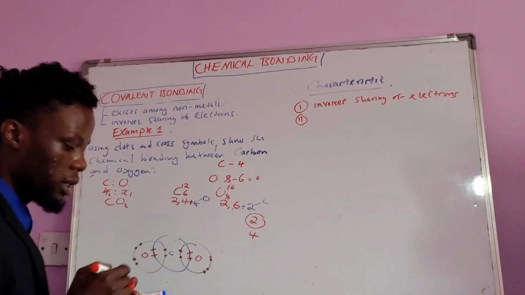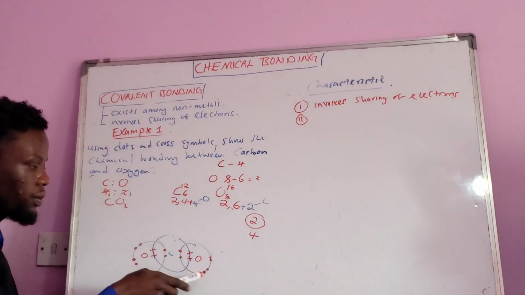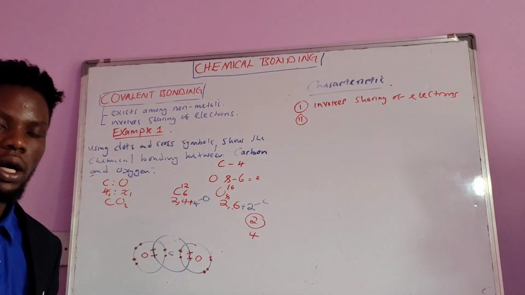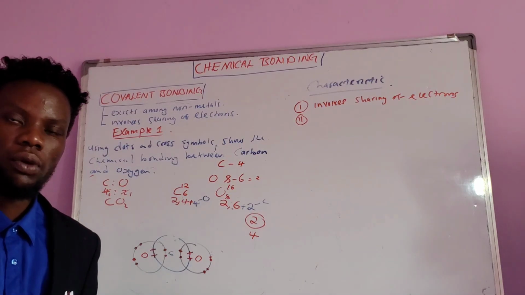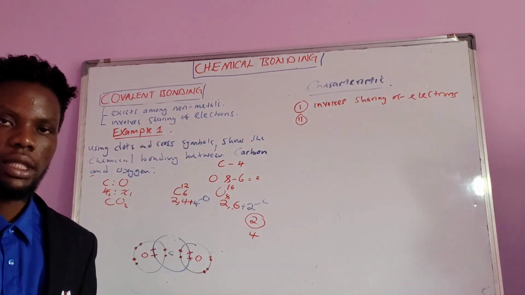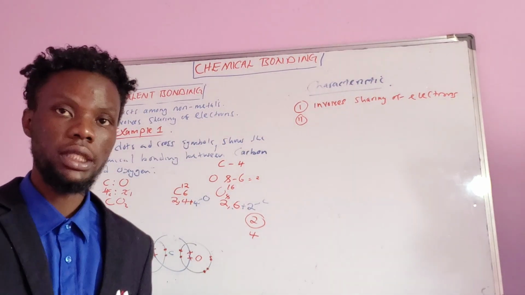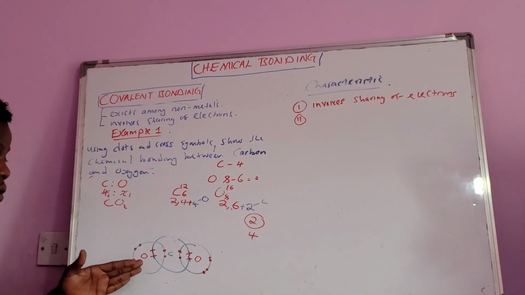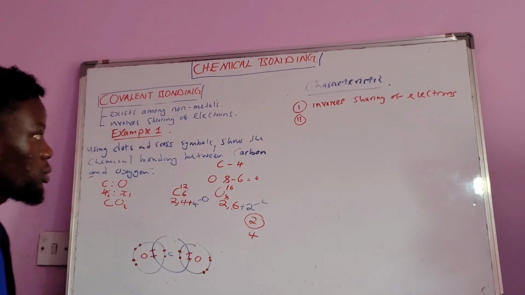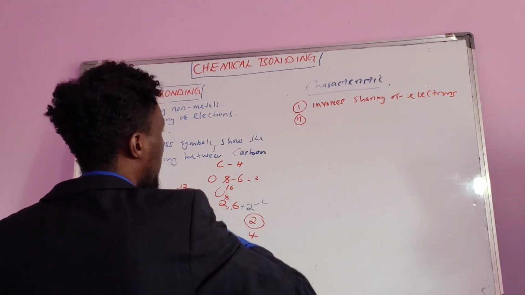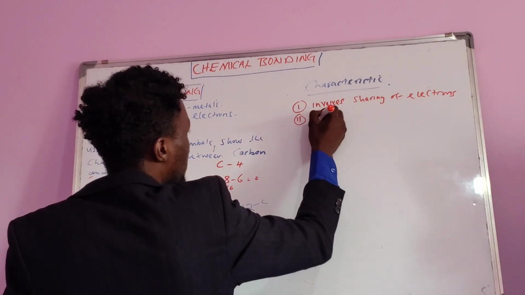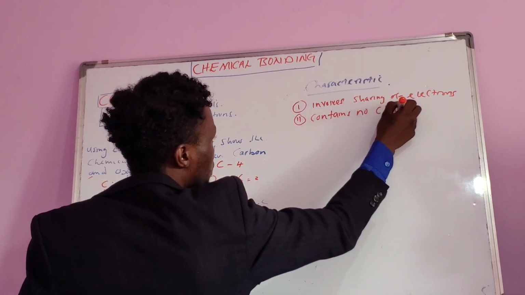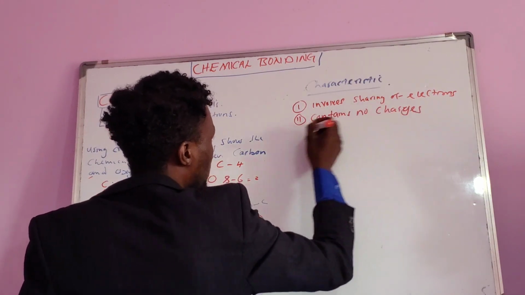The second one is what? As you can see, in this compound, we do not have any charge. If you compare to ionic bonding, we said one of the characteristics of ionic bonding is that it involves charges, positive and negative. But here, if you look at this diagram, we don't have the charges. So we're going to say contains no charges. There are no positive and negative charges there.